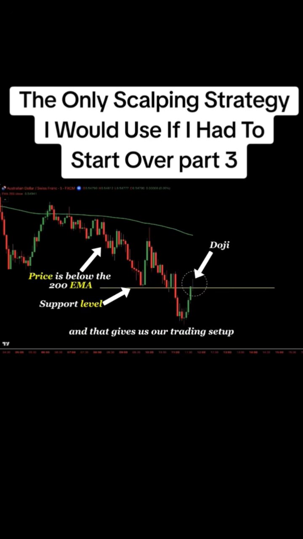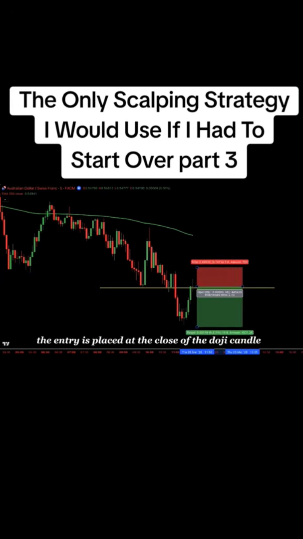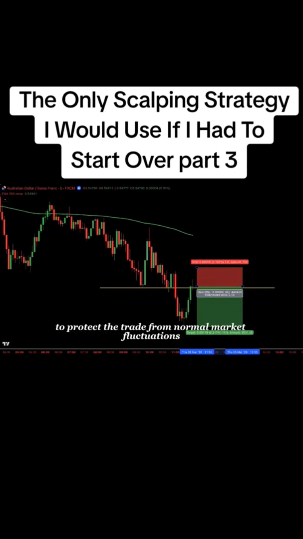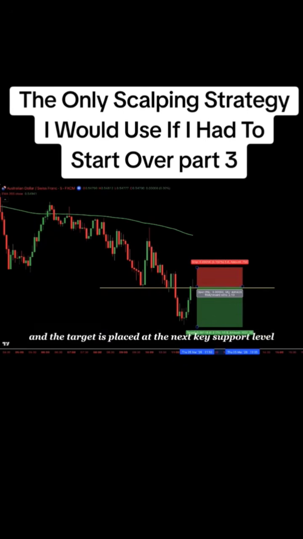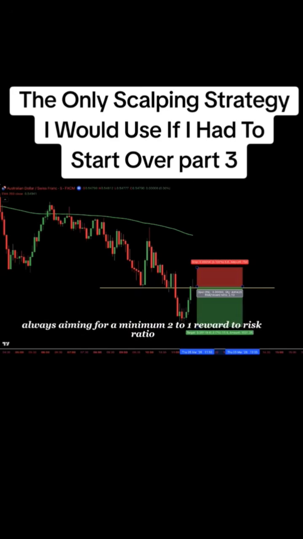And that gives us our trading setup. The entry is placed at the close of the doji candle. The stop loss is placed above the retracement high to protect the trade from normal market fluctuations. And the target is placed at the next key support level, always aiming for a minimum 2-to-1 reward to risk ratio. Now watch what happens next.